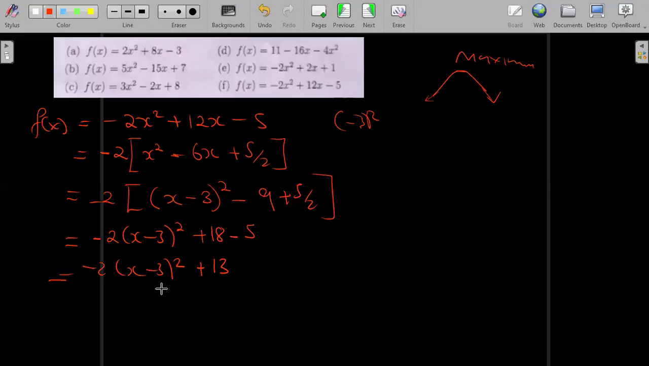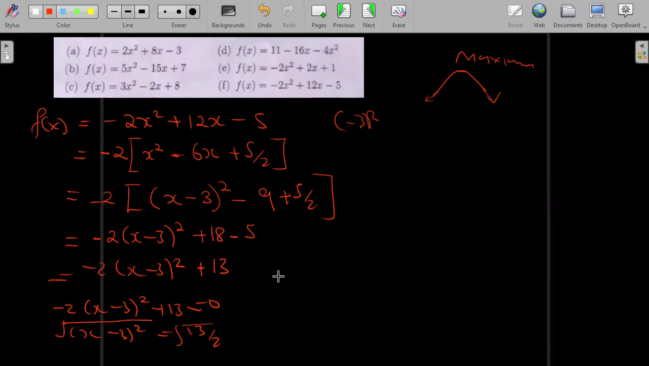Okay, so we then need our intercepts. Our x-intercepts will be obtained by equating this to 0. We get negative 2(x minus 3) squared plus 13 equal to 0. The other side becomes negative, and dividing by the 2 becomes positive, so you have 13 over 2. Then introduce your root here and your root there.